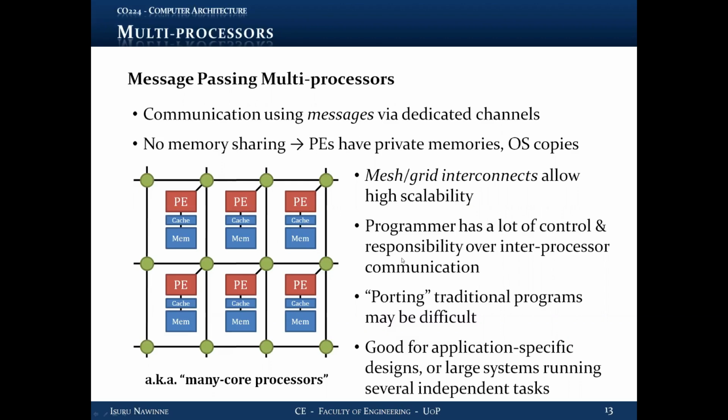So you are the programmer as well as the hardware designer, so you know how the communication happens and how this distribution of workload happens. So the development of hardware and software can be done at the same time together. Hardware software co-design is the term we use for that. So in such scenarios, application-specific large-scale systems, these message passing multiprocessors are a good choice. Or the other thing is large systems running several independent tasks.